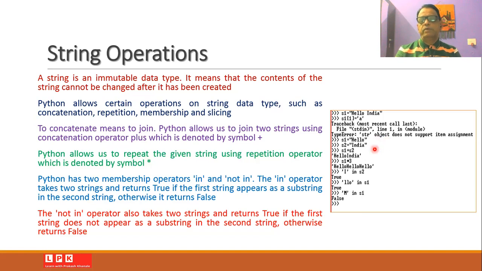If I write S1 is equal to hello, S2 is equal to India, and if I write S1 plus S2, then the concatenation operation will be performed, and I will get the string hello India.